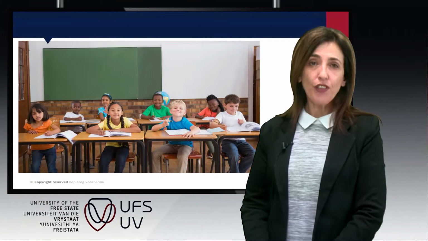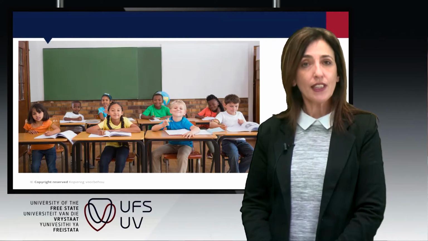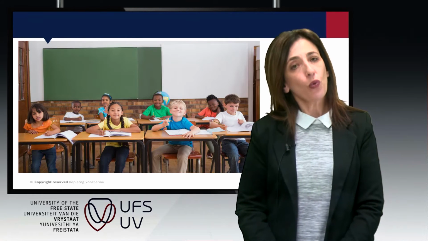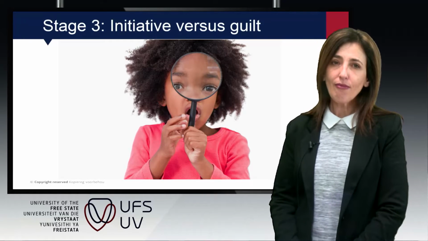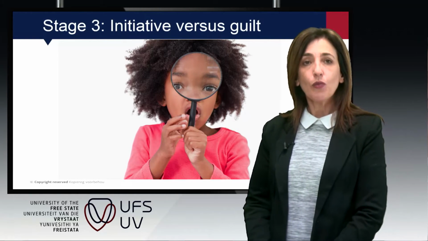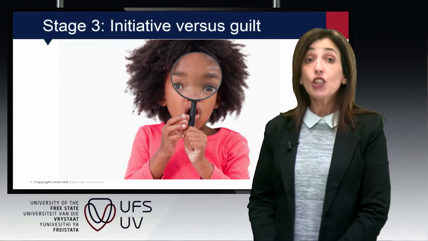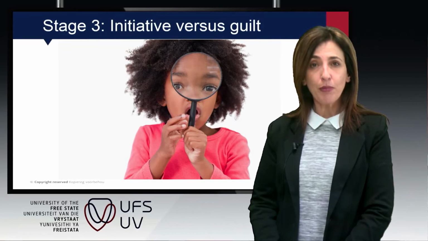Children in the foundation phase of schooling are most probably in stage 3 or 4 of Erikson's theory. So let's explore these two stages in a bit more detail. Stage 3, initiative versus guilt, which is 3 to 6 years. Children in this stage are exploring their social and physical environment.